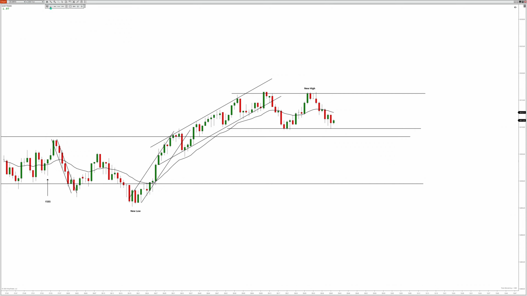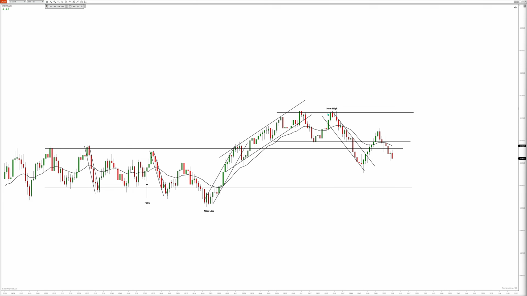I'm just sitting on my hands. I'm not even looking for a trade right now. You can make a case to go long or short, so I'm just waiting, seeing what the market wants to do, and then I'll start to look for setups confirming whatever the market's doing.